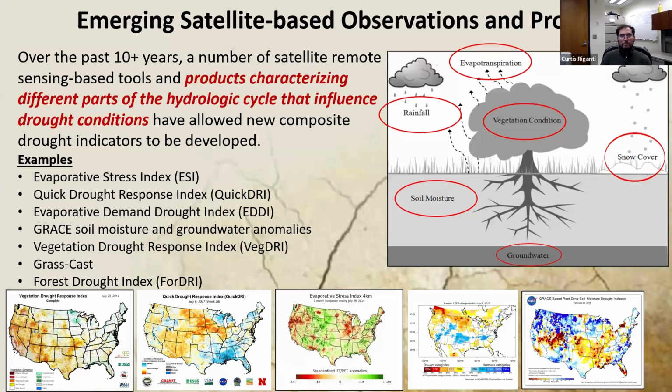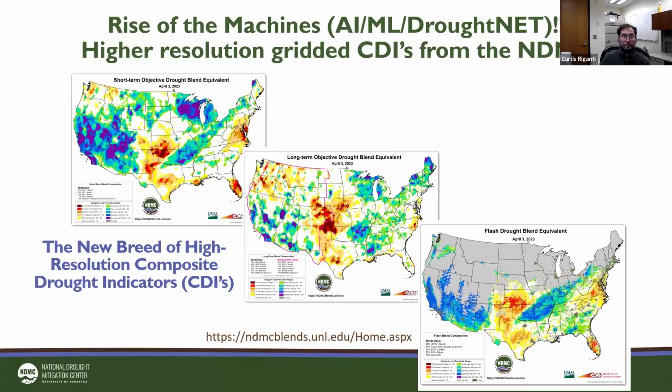So over the past 10 years, a number of satellite and remotely sensed space tools and products that show different parts of this water cycle have allowed new composite drought indicators to be developed. A few examples of this, especially ones that can help look at short-term or rapid onset drought, include our evaporative stress index, or ESI, the evaporative demand drought index, or EDI, QuickDRI, the GRACE products, VegDRI, and recently our forest drought index. So again, we have all these different tuned drought indices that we've been developing recently or have had developed that we now pull in as authors.